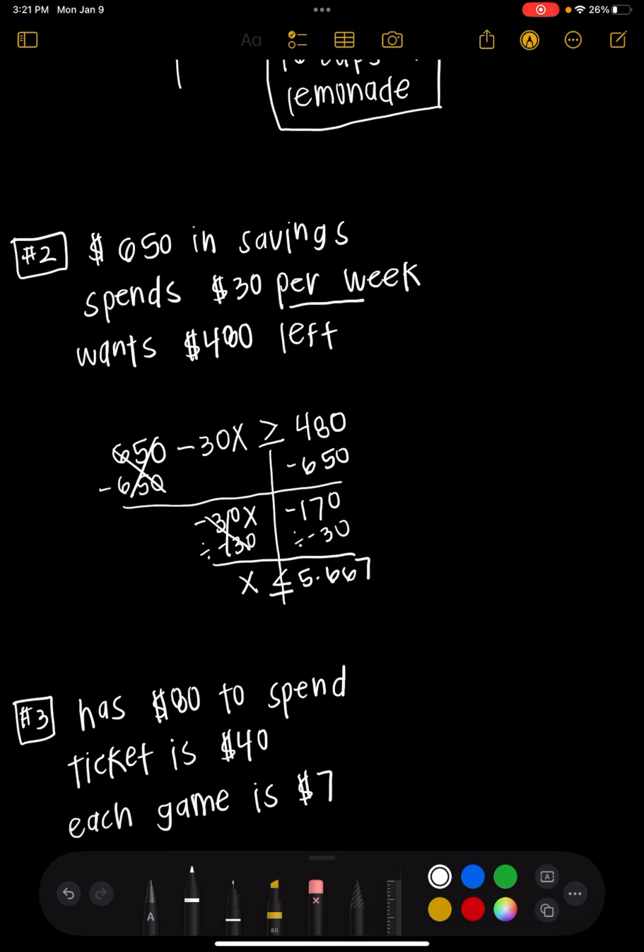In this case, though, we've got to look at the question and think about what it's asking us. So we want to have at least $480 left in our account. Now, if I round this up to 6 weeks and x is 6, that would mean that we would have spent too much money. And so what we're going to do is round it down to 5, because 5 is less than 5.667. So that means my answer is 5 weeks. I can spend for 5 weeks and then I have to stop spending.